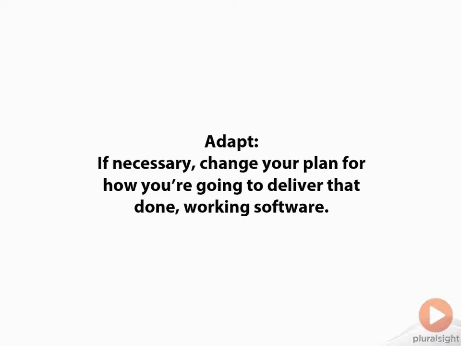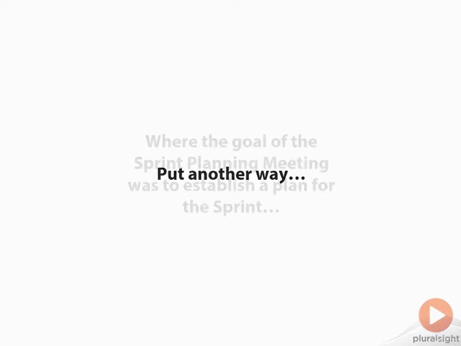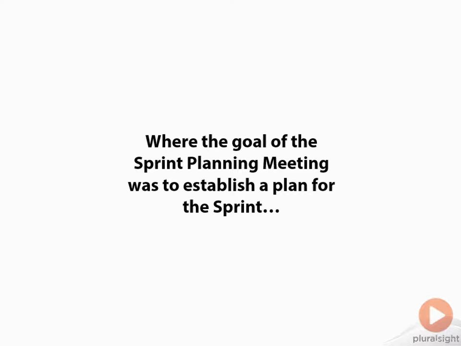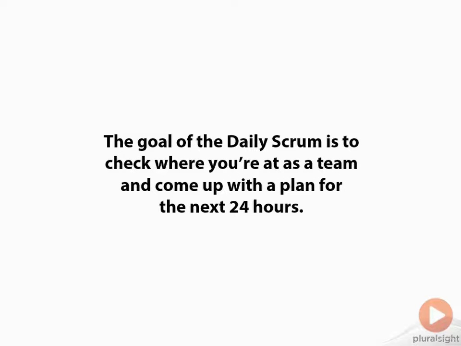done working software. Now, put another way, where the goal of the sprint planning meeting was to establish a plan for the entire sprint, the goal of the Daily Scrum is to check where you're at as a team and come up with a plan for the next 24 hours for how you're going to get that done working software at the end of the sprint.